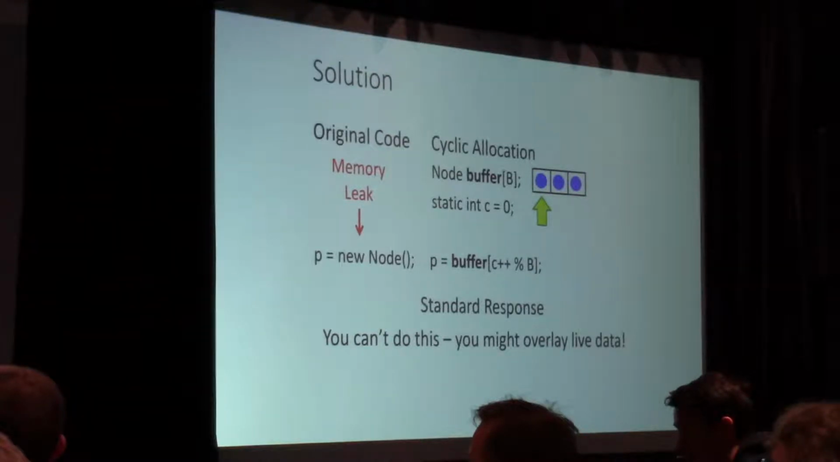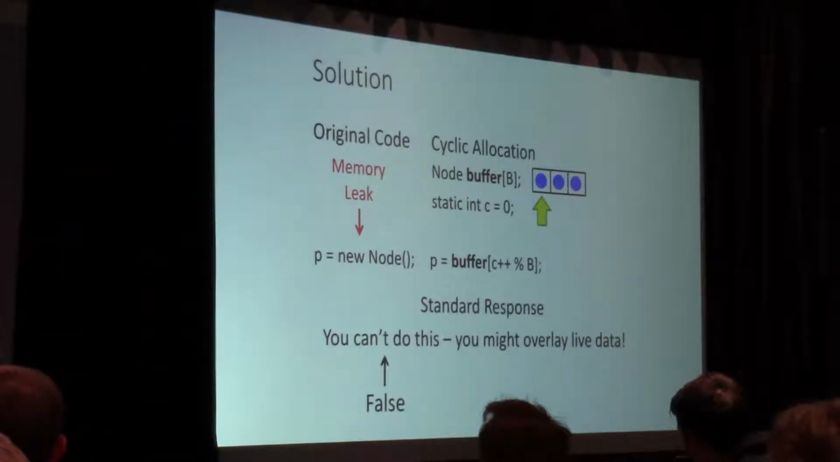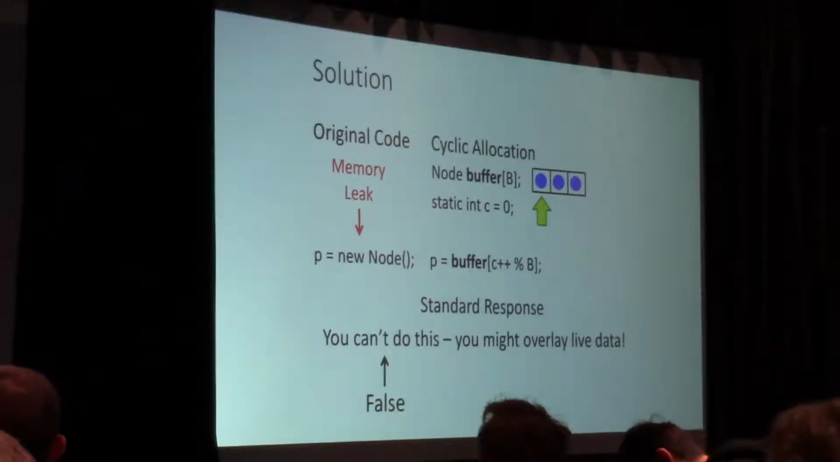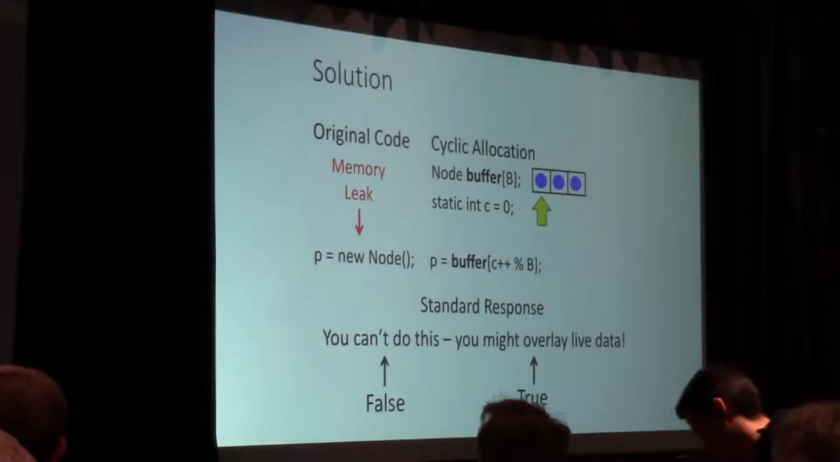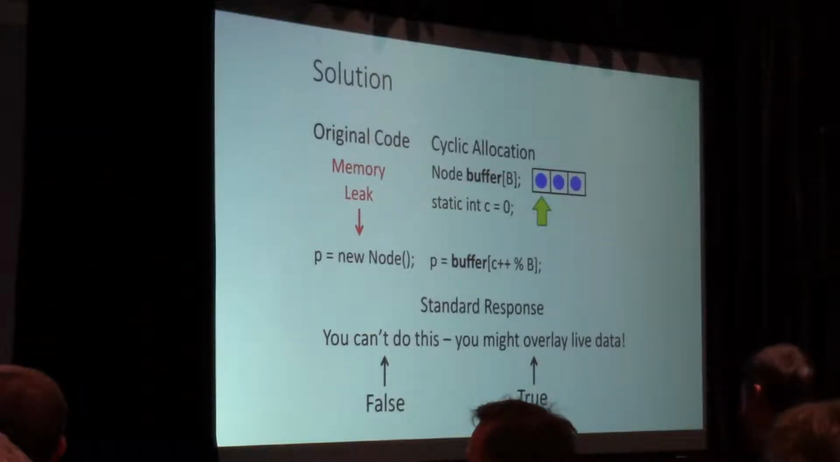We're going to do a close reading of the text. And we're going to unpack the text and find out what its true meaning is. So here's a text. The text says, you can't do this, you might overlay live data. If you do a close reading of this text, what you'll realize is that that's just false. We can absolutely do this. Okay? On the other hand, it is true that you might overlay live data. But again, the real question is, what happens?